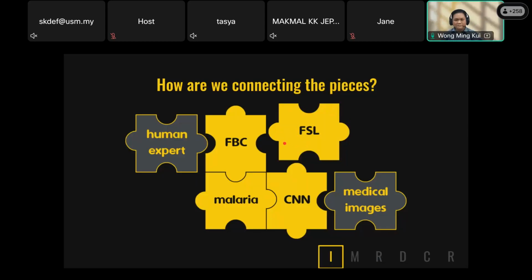So these are the two most important innovations that we use. These are the two new approaches that we use in this project. First, we use the CNN, and then we use the FSL. Why do we use FSL? I'll explain it a bit more later.